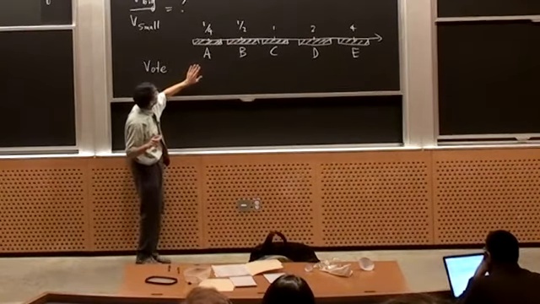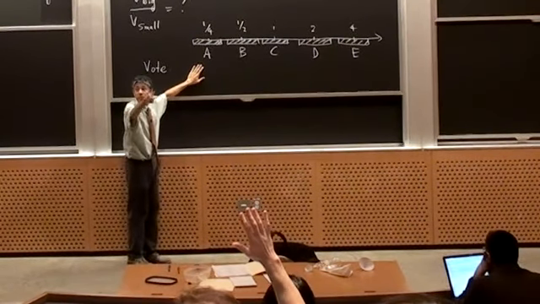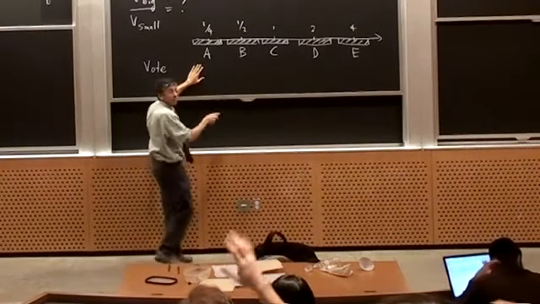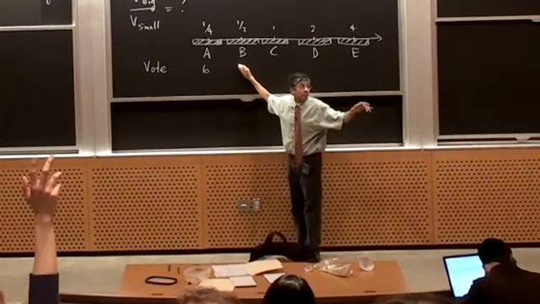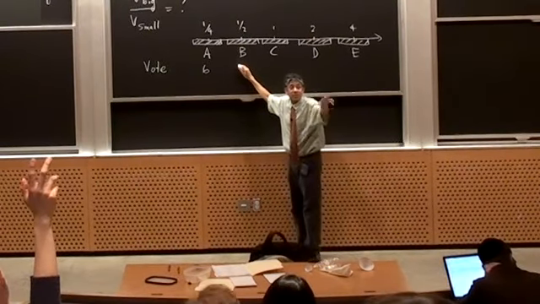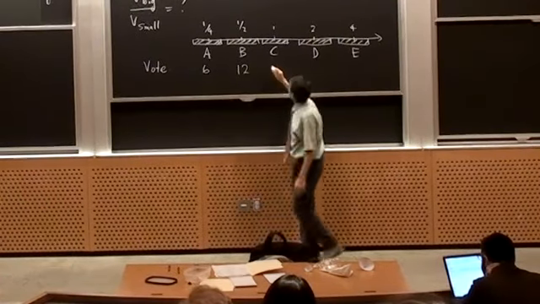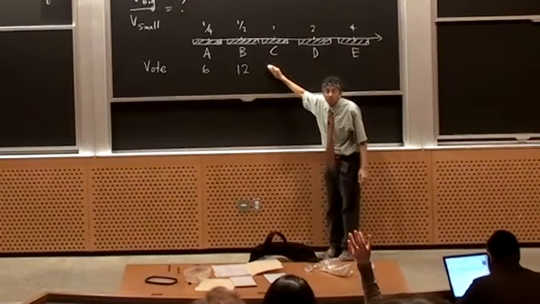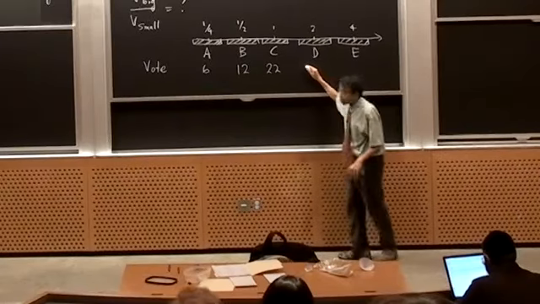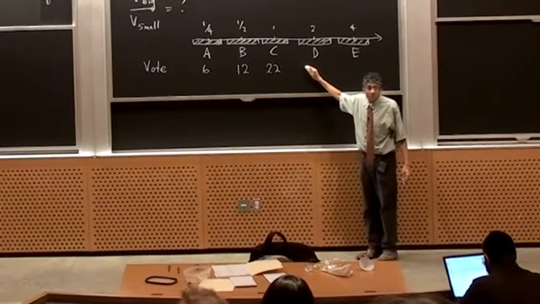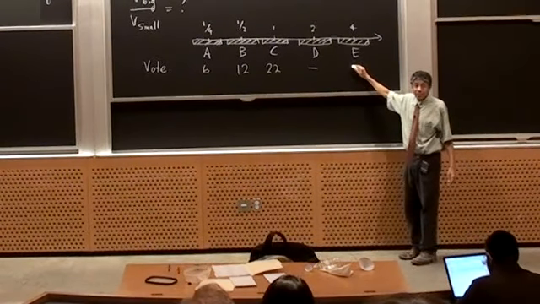So who votes for 1/4? 1, 2, 3, 4, 5, 6, okay, 6. Who votes for 1/2? 2, 3, 4, 5, 6, 7, 8, 12. Who votes for C? About 22. Who votes for D? No takers. No takers for D. Okay. How about E?